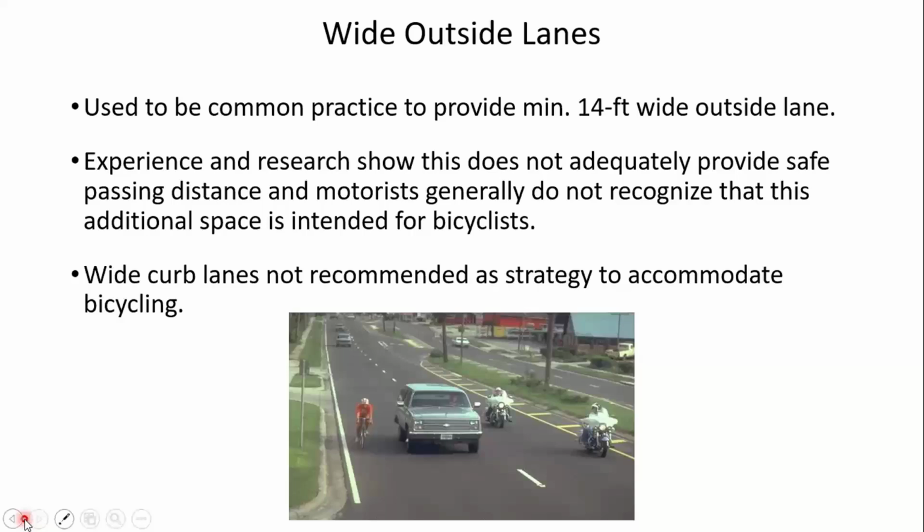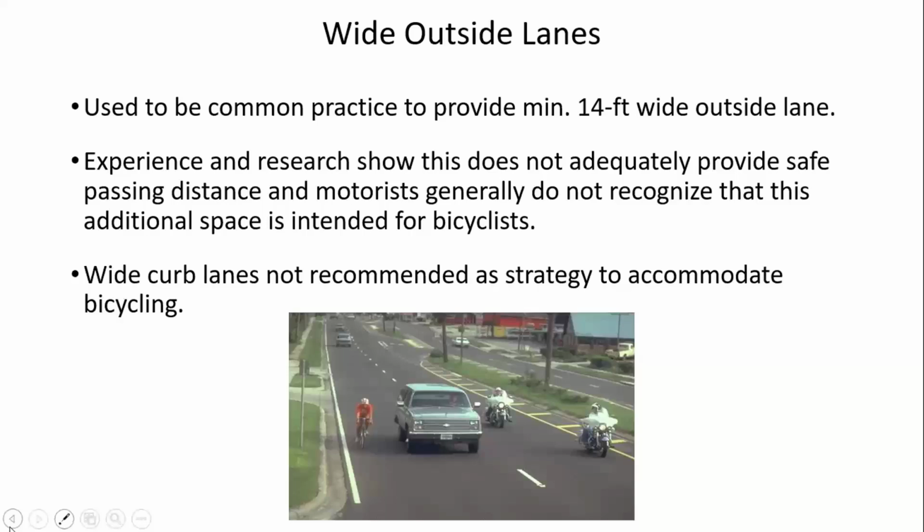So that was the shared lane facility and the shared lane markings. Another type of bicycle facility, I'll mention it, although it's not really recommended anymore, I don't think, are the wide outside lanes. It used to be in the past in some jurisdictions to provide a minimum of a 14-foot wide outside lane. So you can see where my cursor is here.